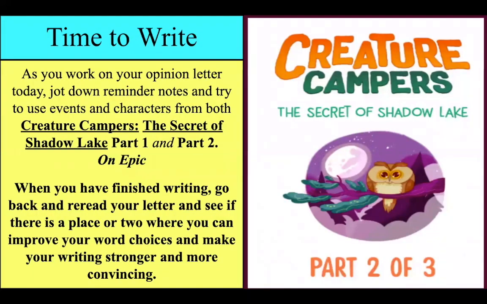It's time to write. As you work on your opinion letter today, jot down reminder notes and try to use events and characters from both Creature Campers, The Secret of Shadow Lake Part 1 and Part 2, which you know is on Epic. When you've finished writing, go back and reread your letter and see if there's a place or two where you can improve your word choices and make your writing stronger and more convincing. So today, I hope what you're going to do is take your time, really plan out what you want to write, and jot down some reminders on little Post-its. You could even just write it right at the top of each page and make sure you don't leave anything out. And then also consider using really good word choices.